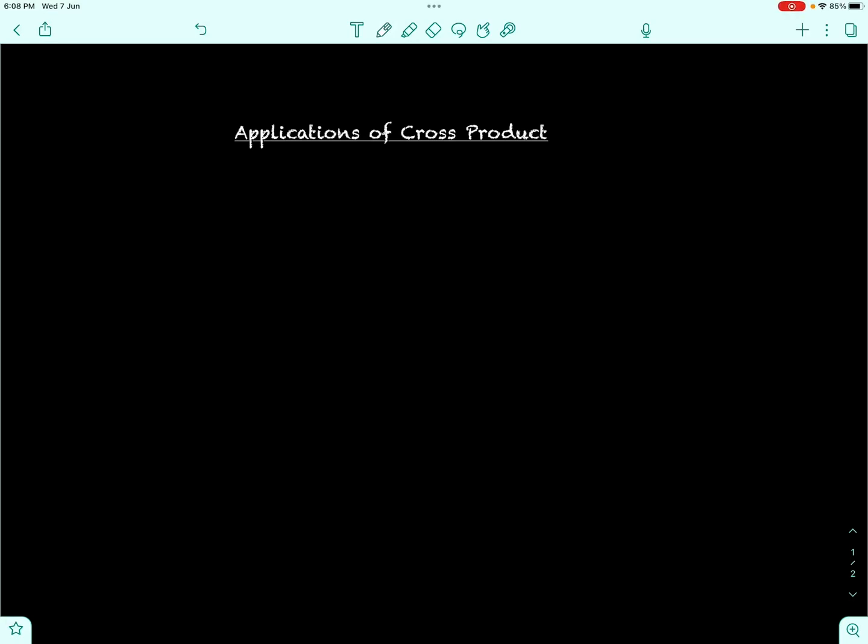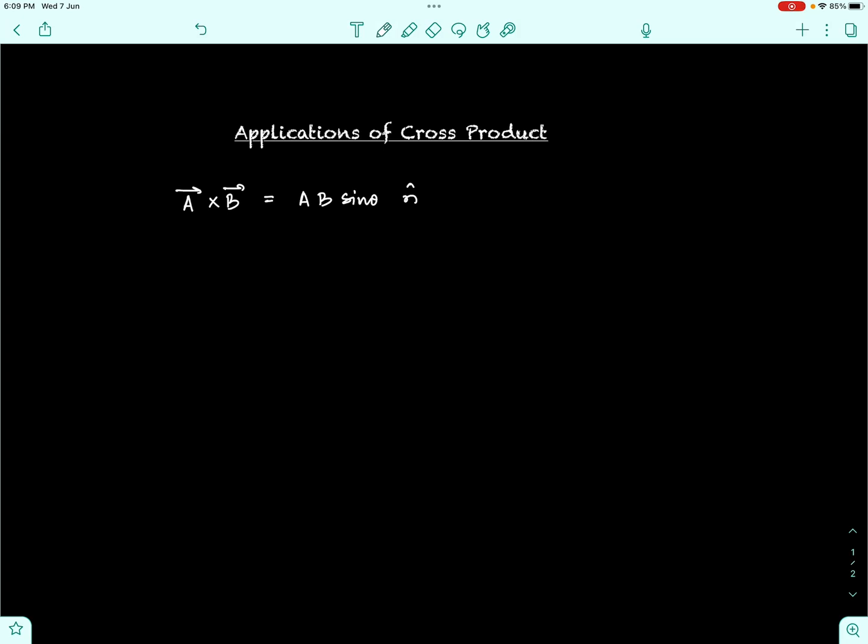Next we look at the applications of cross product. We have already seen that the cross product between two vectors A cross B by definition is AB sin theta into n cap, where n cap is a unit vector which gives us the direction of the vector A cross B, and it is given by the right hand thumb rule. It is a vector which points perpendicular to the plane that contains the two vectors A and B. It is always perpendicular to both A and B, right.